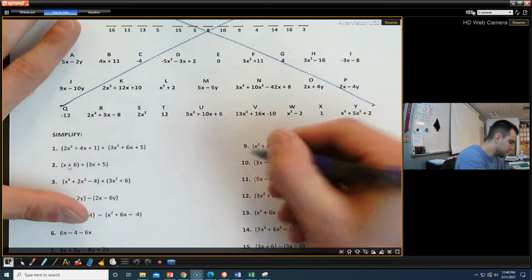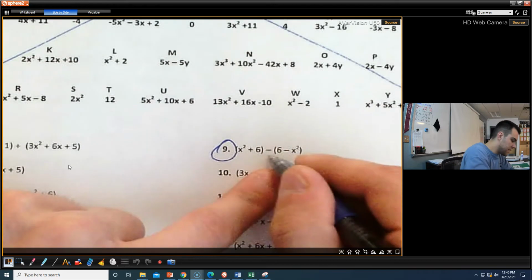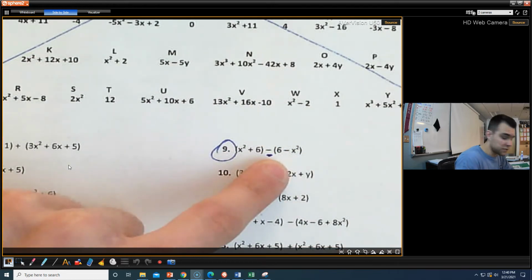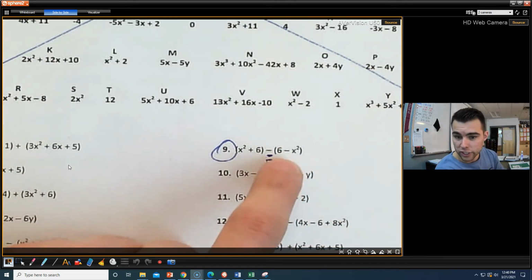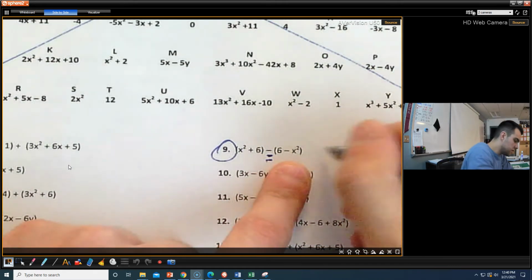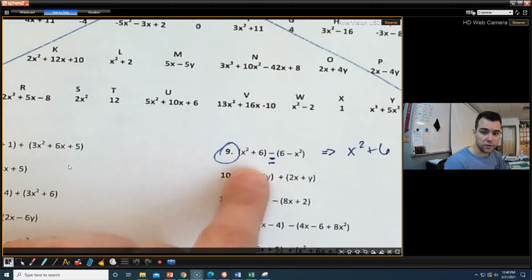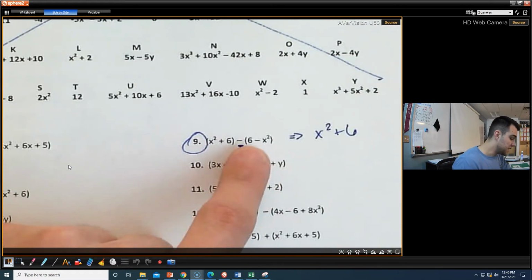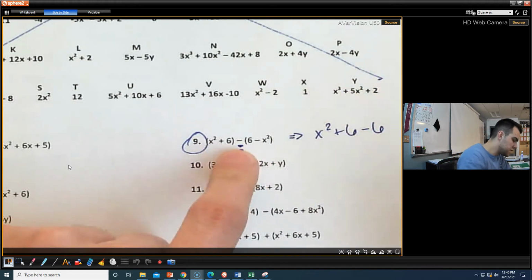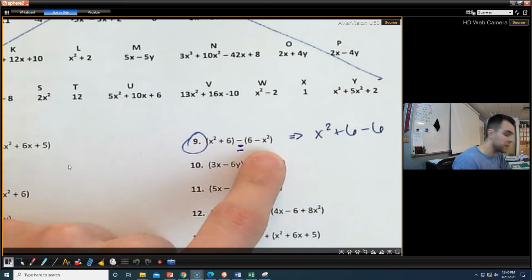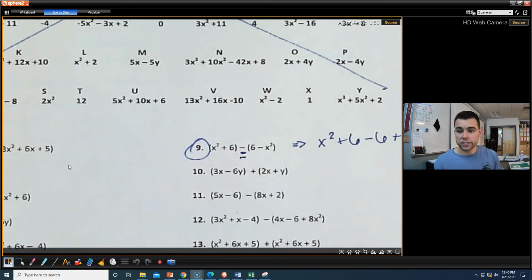So maybe let's see another example of that specifically. Let's look at number 9. Okay? Again, I got this minus sign in front here. So what I'm going to do is I'm just going to drop my parentheses and change the sign of these guys. So this turns into x squared plus 6. That doesn't change. This is a 6, but now I got to change it to a negative 6 because of this sign out here. And then I got to change this from a negative x squared to a positive x squared. So I just changed the signs.